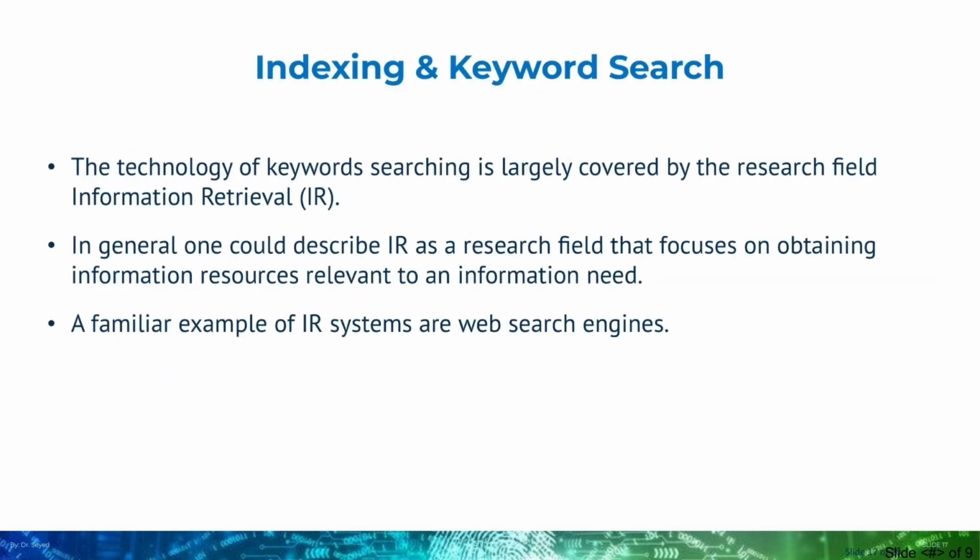We talked about keyword searching earlier, but let's look at the underlying technology. Information retrieval, or IR. IR is a research field focused on finding information resources that are relevant to a specific need. The most familiar example of an IR system? Your everyday web search engine, like Google. In eDiscovery, this means efficiently searching for terms like fraud or embezzlement within a massive dataset.